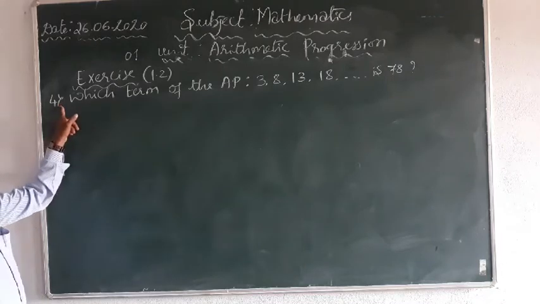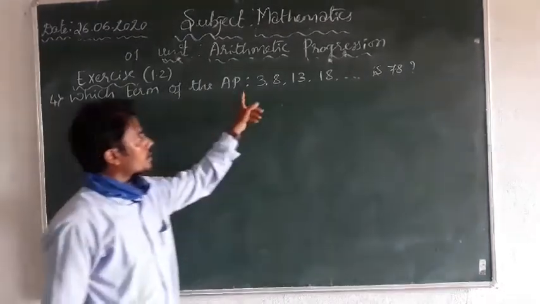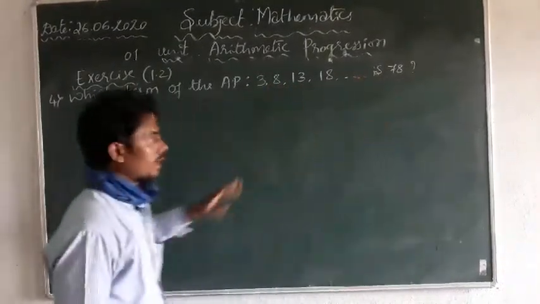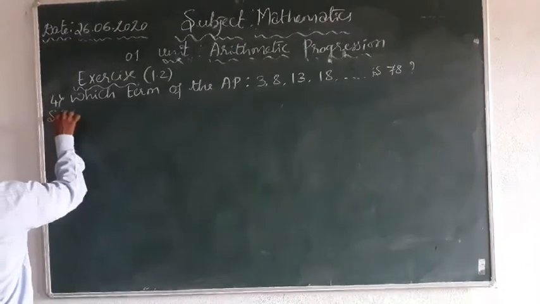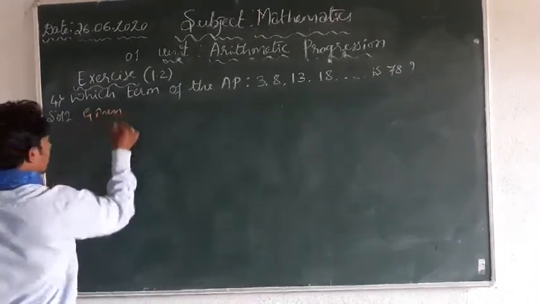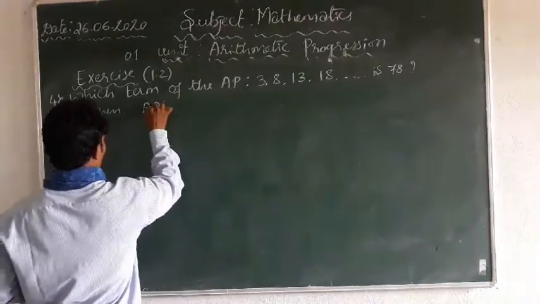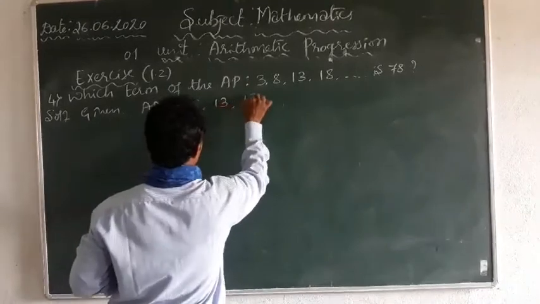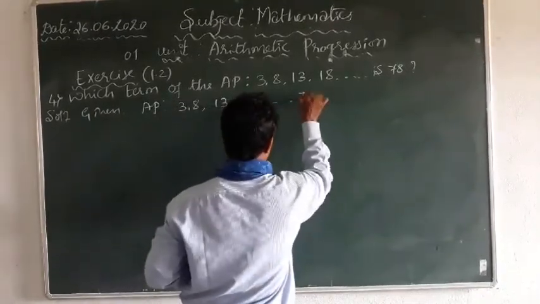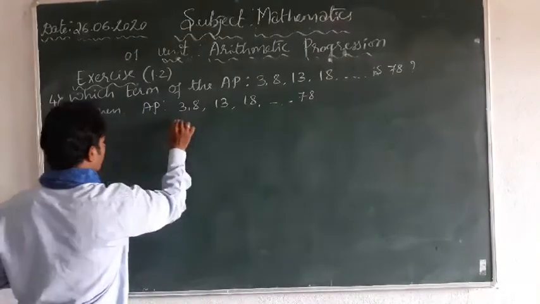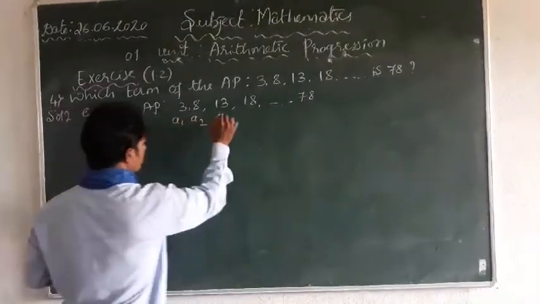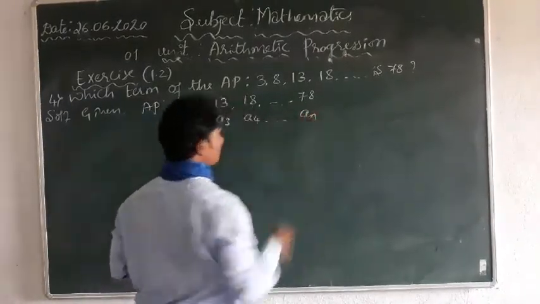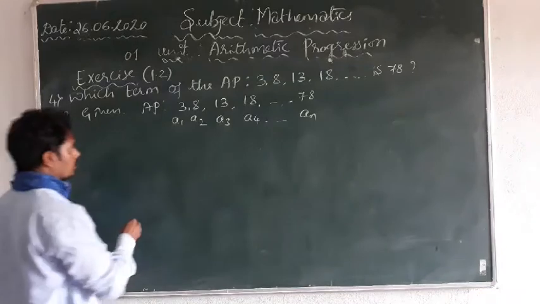Today we should discuss the fourth question. Which term of the arithmetic progression 3, 8, 13, 18, and so on is 78? Solution. Given AP: 3, 8, 13, 18 and so on, 78. First term, second term, third term, fourth term, and so on, up to the nth term.